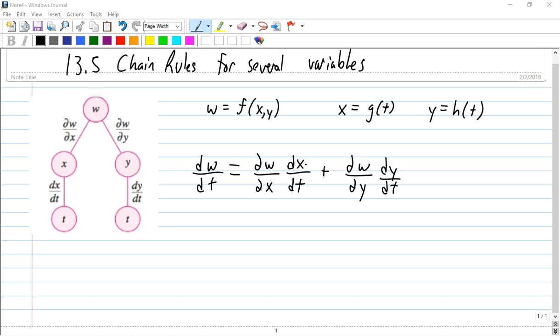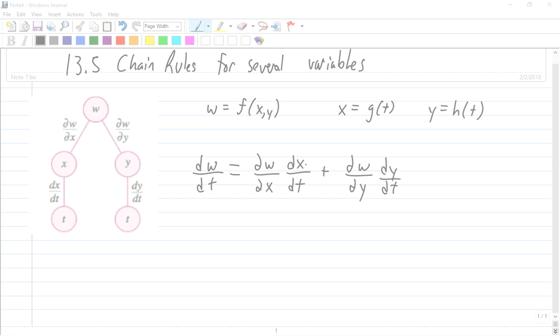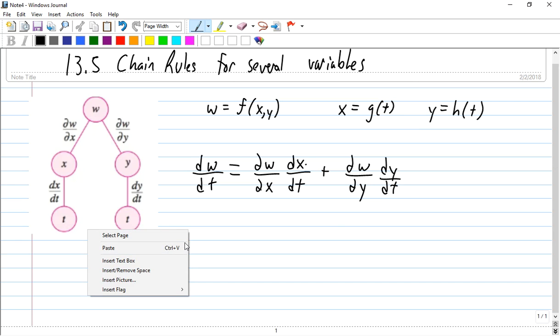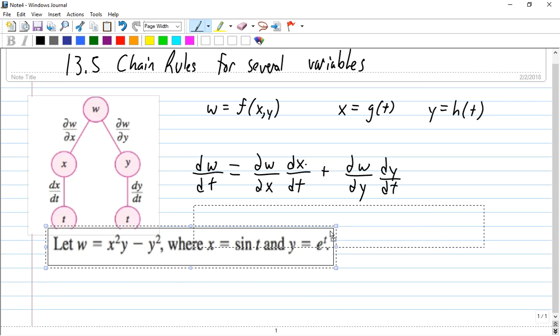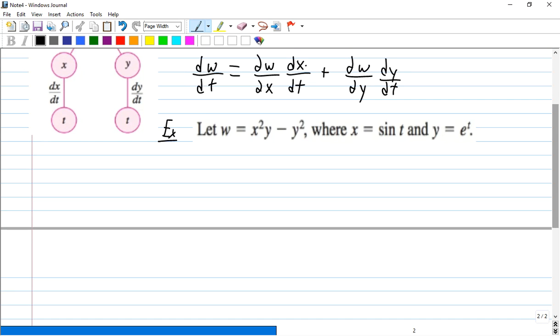So for example, let's say that, and I'm going to copy this little example out of the book. This is on page 907. Let's say that our function w is equal to x squared y minus y squared. X is equal to sine of t, and y is equal to e to the t. Alright, and let's see what happens if we follow our formula.